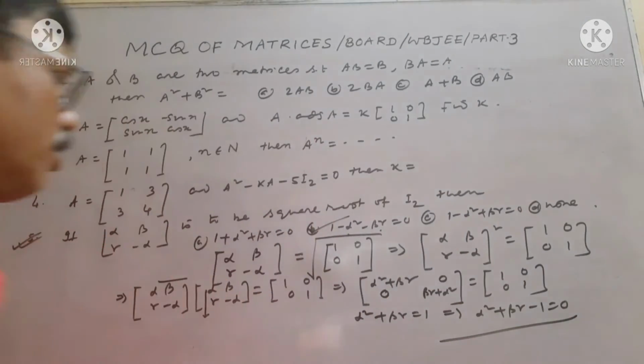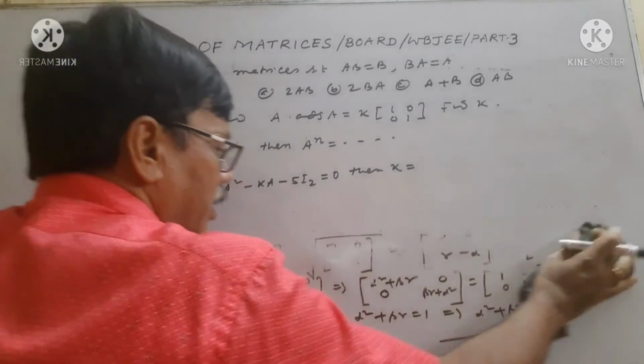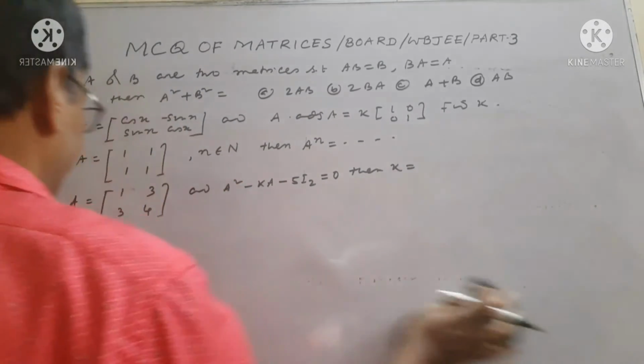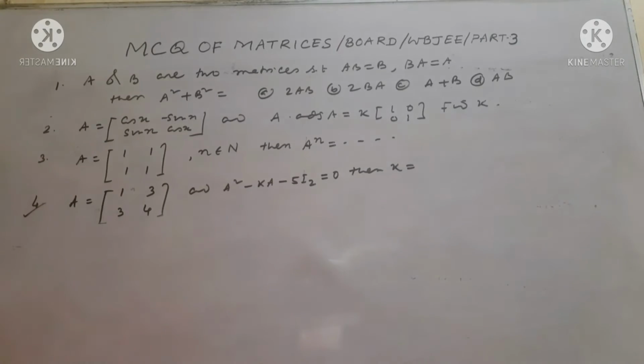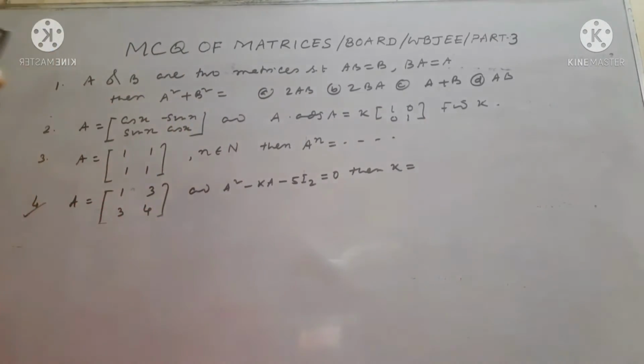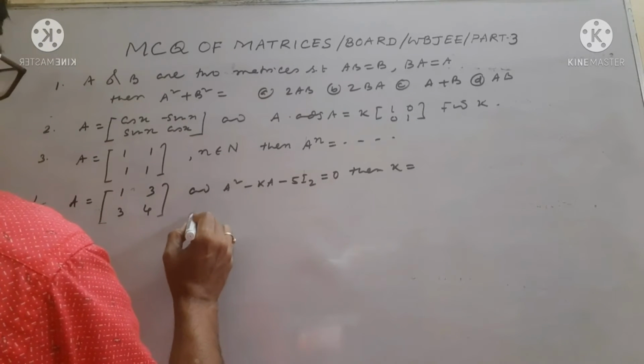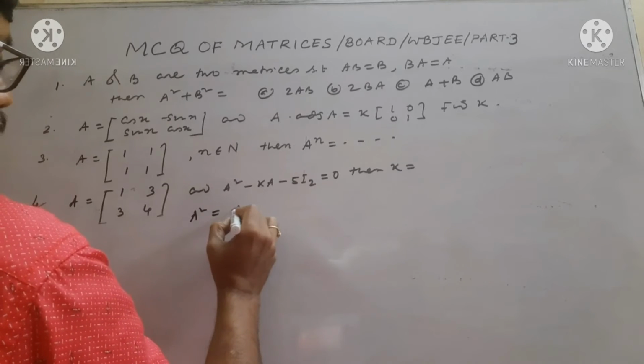Option B is correct. Now exactly the same problem. This is A. A square minus A minus 5I2 equals 0. Find A. So A square equals A into A.